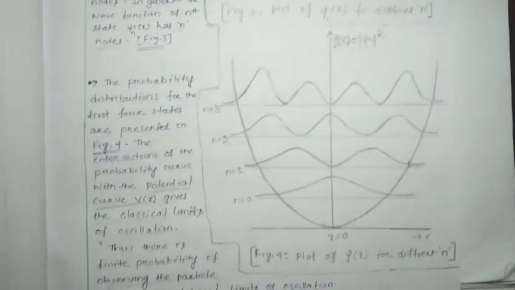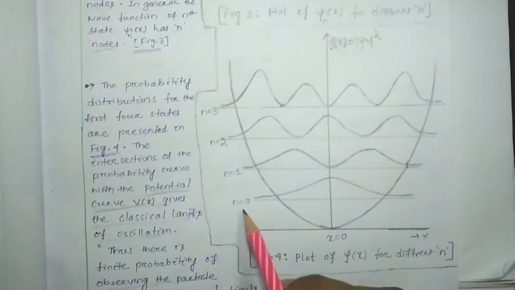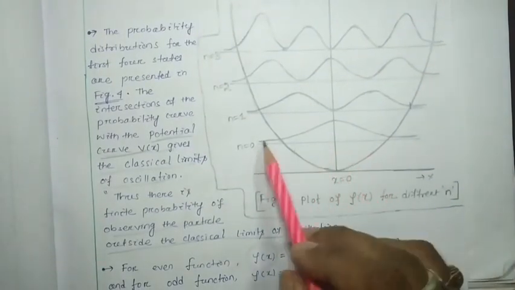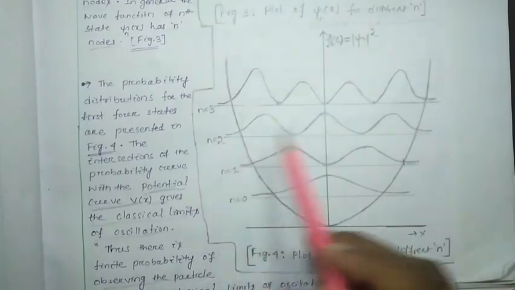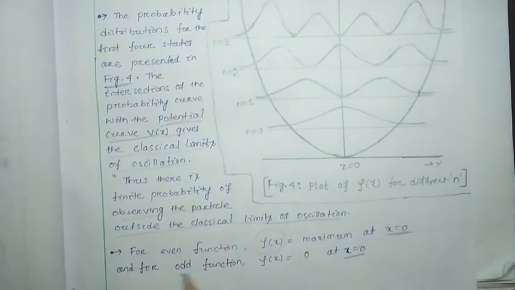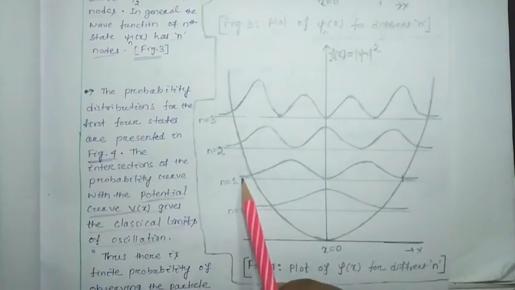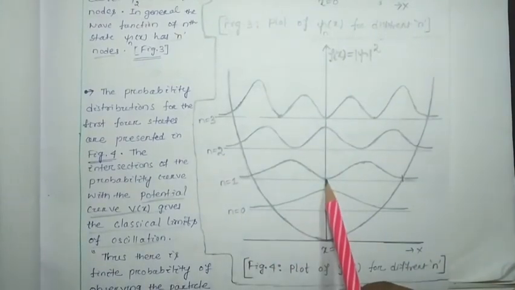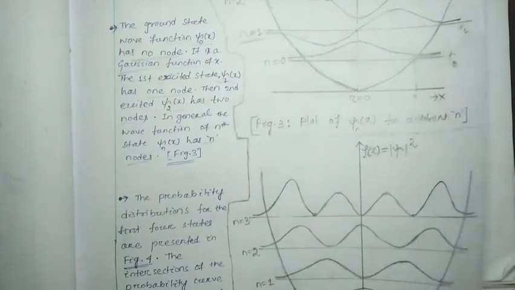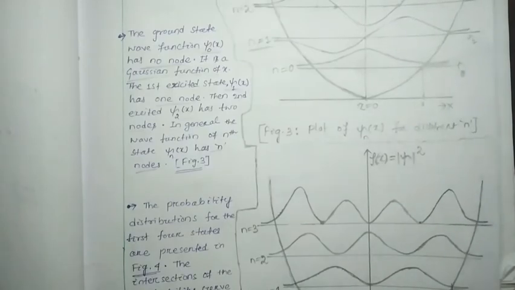See, for even function psi x is maximum. For even n, n equal to 0, the probability density rho x is maximum. For n equal to 0 it is maximum, for n equal to 2 it will be maximum. But for odd functions, that means for n equal to 3, at x equal to 0 it is minimum. For n equal to 1, the probability density will be 0 at x equal to 0. So this is all about the eigenfunctions and probability distributions of the linear harmonic oscillator.